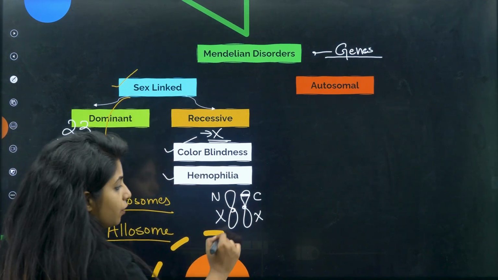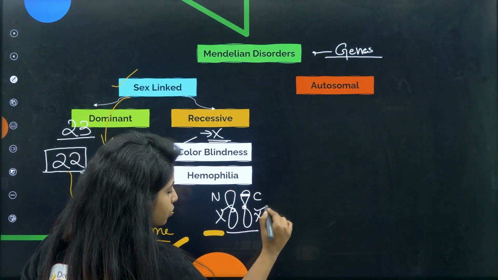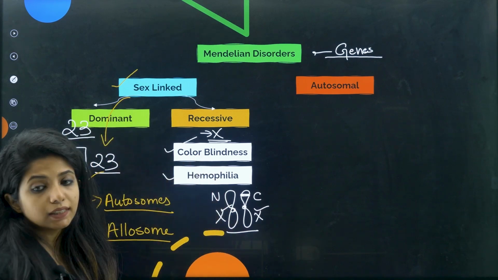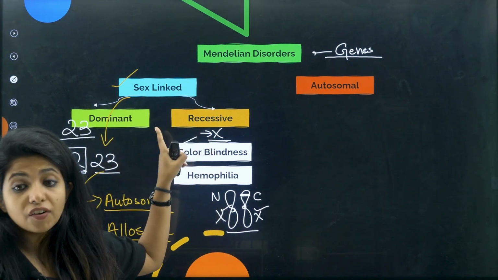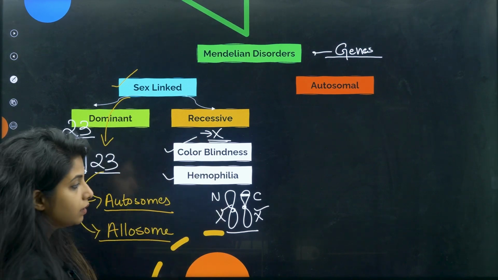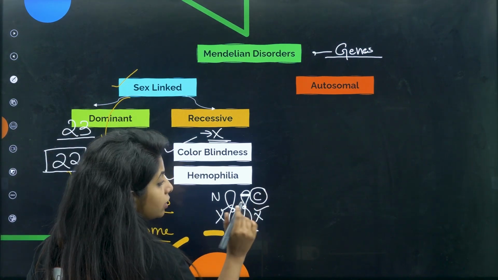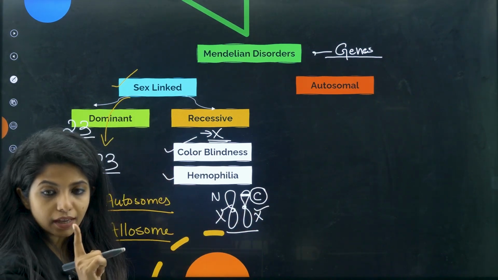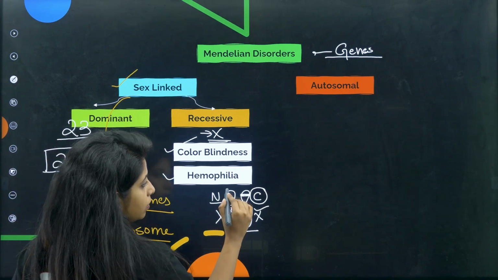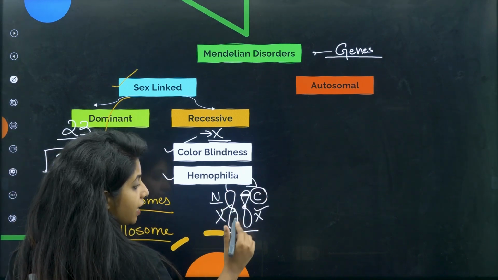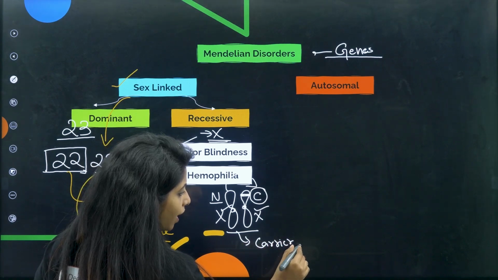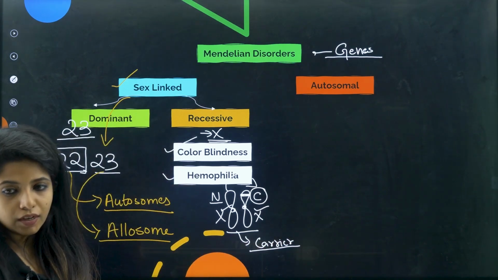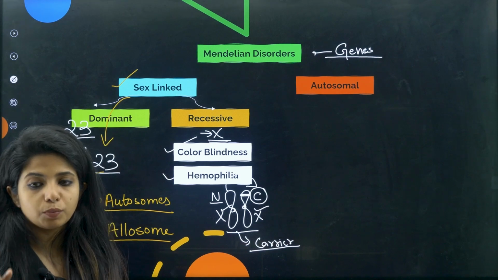Now, will this female who has X and X chromosomes have this particular disease, that is color blindness? No, because this is a sex-linked recessive disease. That means if the gene is present on just one chromosome, the other one, which is normal, will be dominant over it, and hence the person is just a carrier but does not show the disease. So that female would not be showing this particular disease.